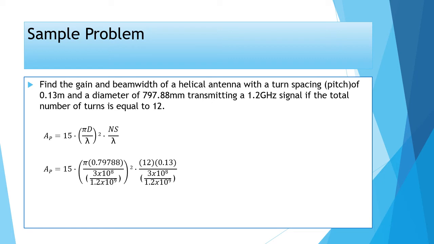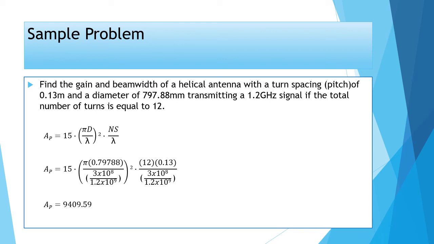Now, careful, take note of the units. Make sure it is consistent. In this case, I've converted all units to meters so that everything would cancel out. And then after solving this, we get the gain is equal to 9409.59. Now, if you want to convert this to decibel, all you have to do is get its logarithm. So the gain in decibel is equal to 10 times the logarithm of this 9409.59. So that's it for the gain.